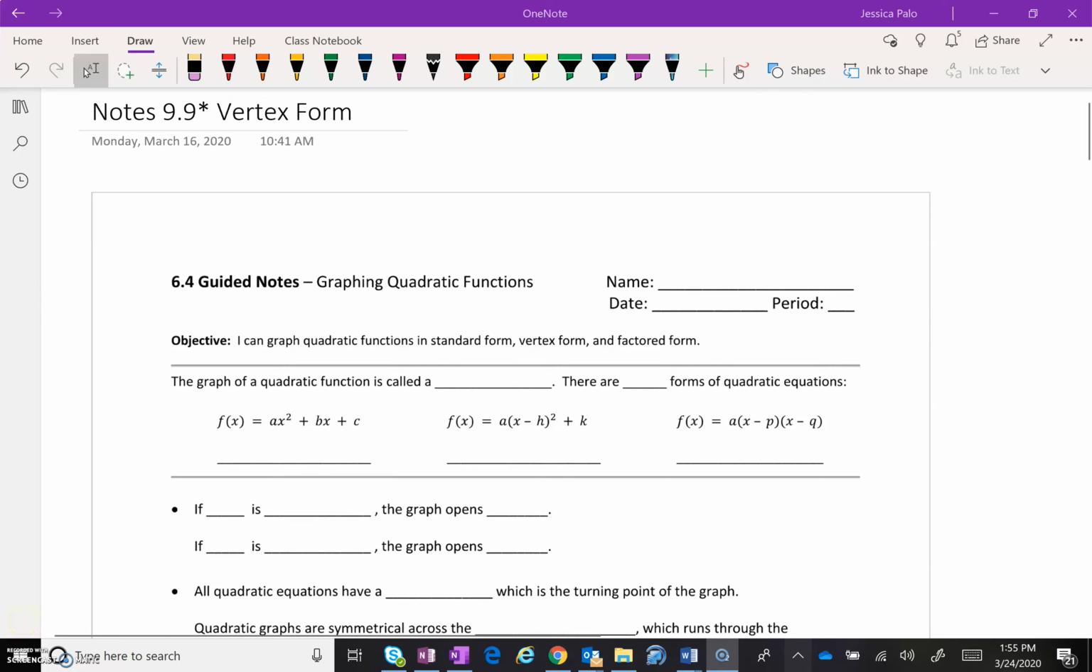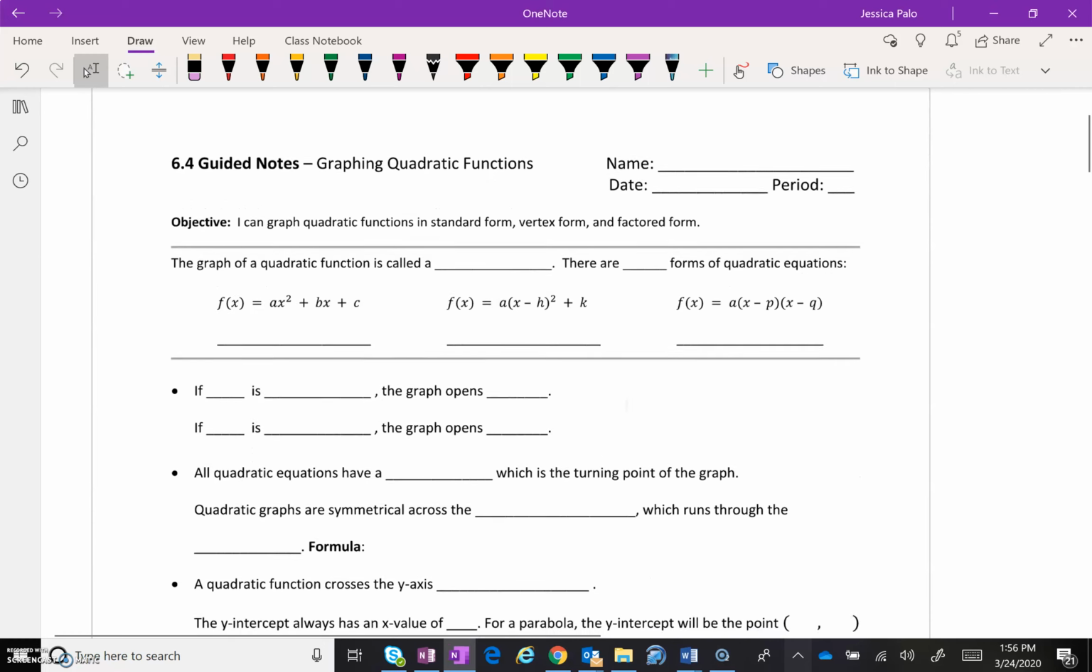Hello, Algebra. We are back with the last section of Chapter 9. I called this 9.9, but really it's not in your textbook at all. I just want to make sure you have a good understanding of vertex form before we move on to anything else. So today you are going to be able to practice graphing your quadratic functions in standard form, in our new vertex form, and also in factored form.